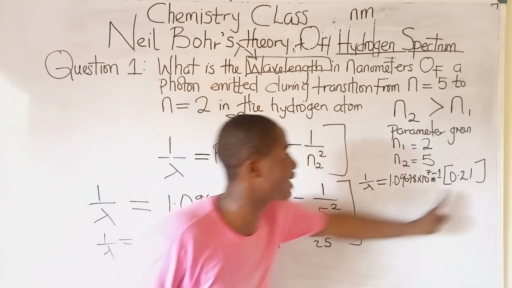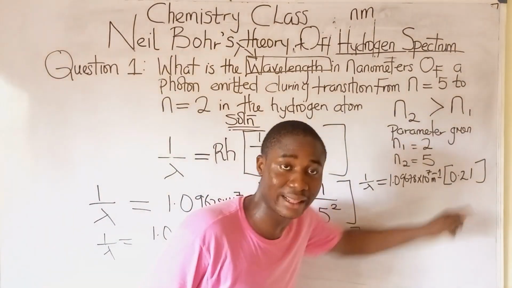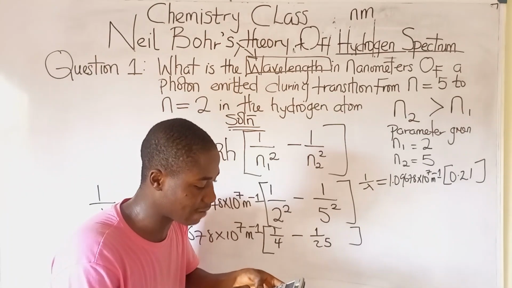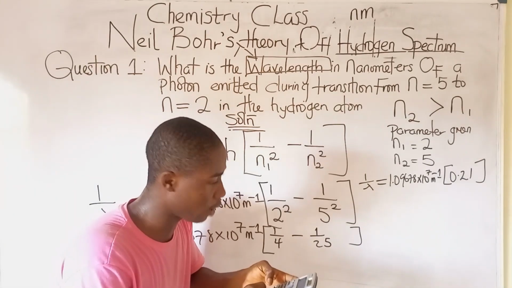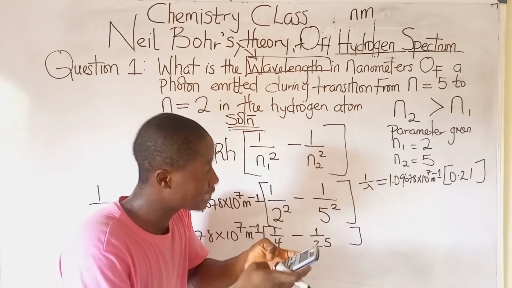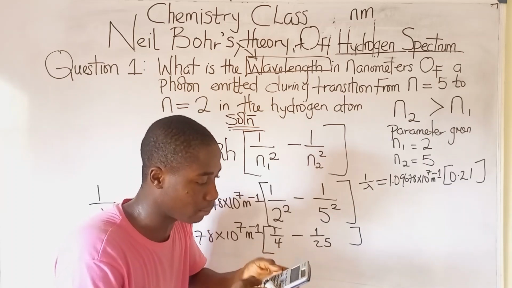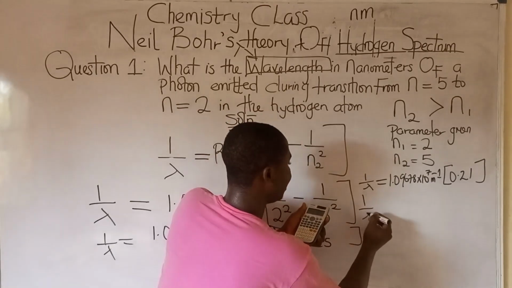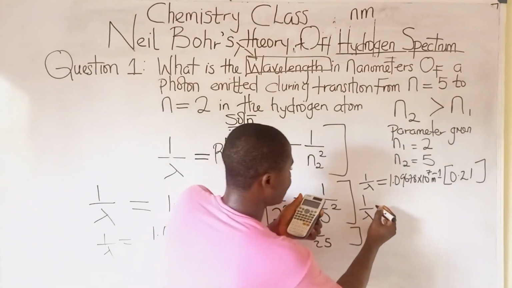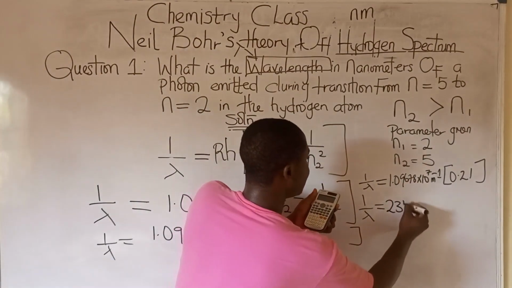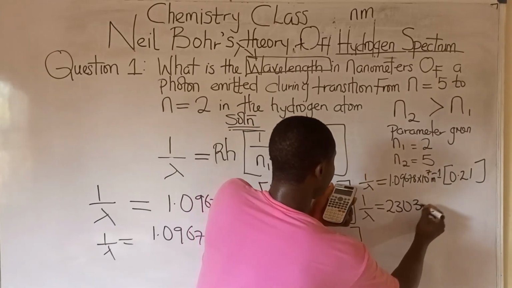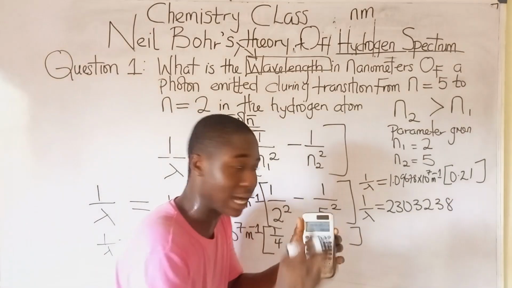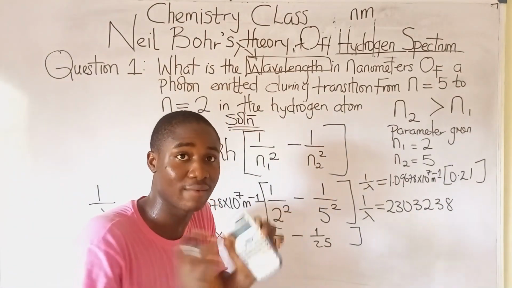So we basically times this value times what is inside the bracket. So let's do that. 1.09678 times 10 raised to the power of 7 times 0.21, because bracket means times. So we are having 1 over lambda, which is the wavelength, is equal to 2303238. Okay, the way it is in the calculator, simply write it like that so you don't have any stress.